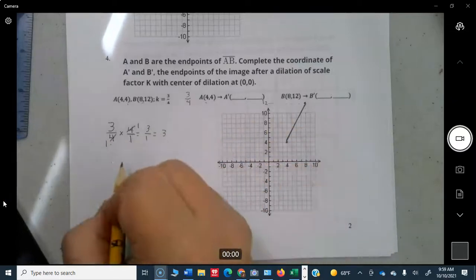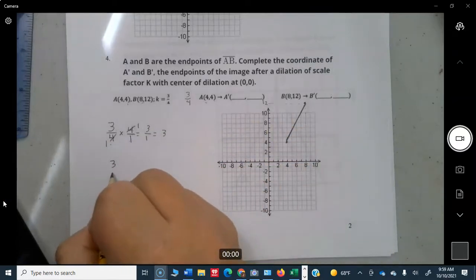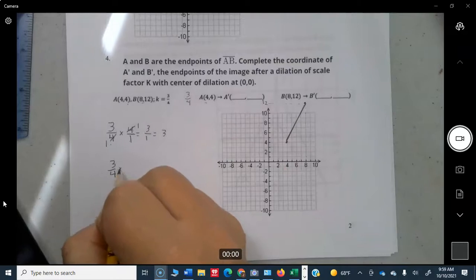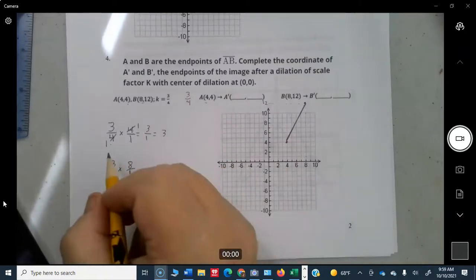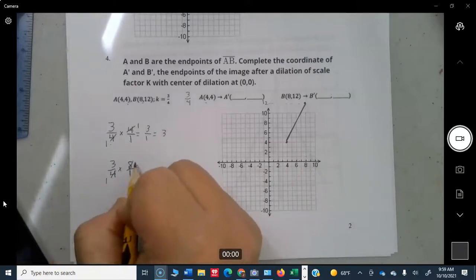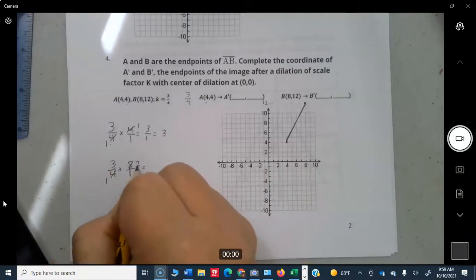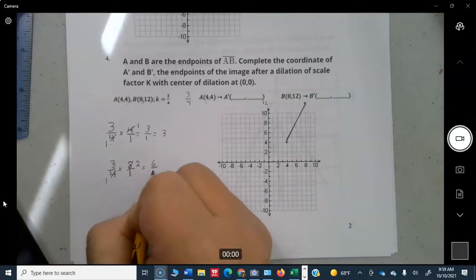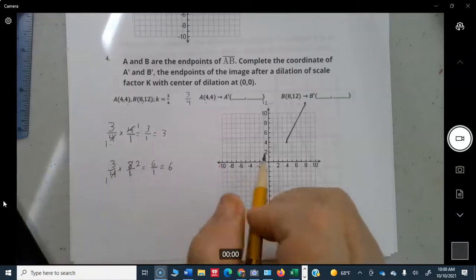Now we have 3/4 times 8. And again, I'll put it over 1 so it turns it into a fraction. 4 goes into 4 once, 4 goes into 8 2 times. So that's 3 times 2 is 6, over 1 times 1 is 1, which equals 6.